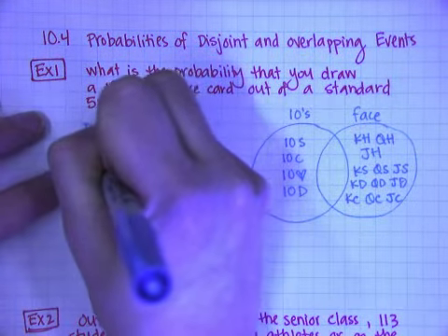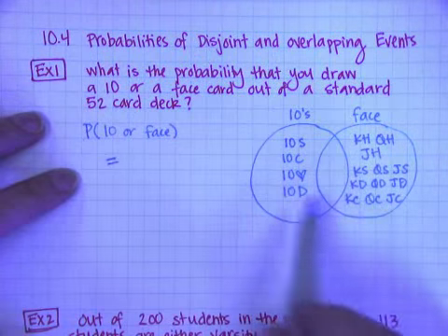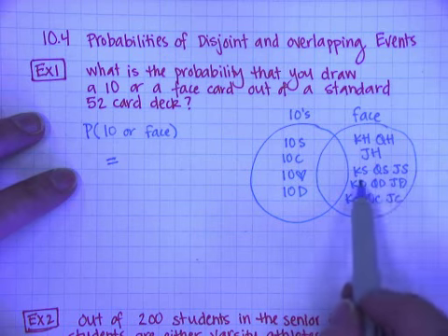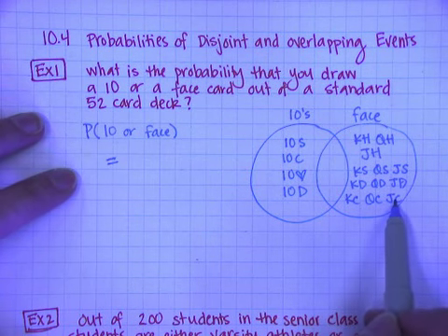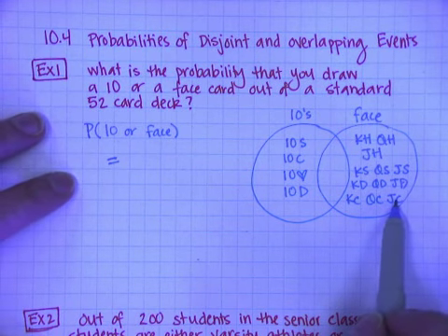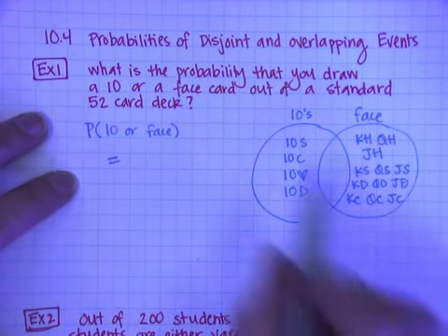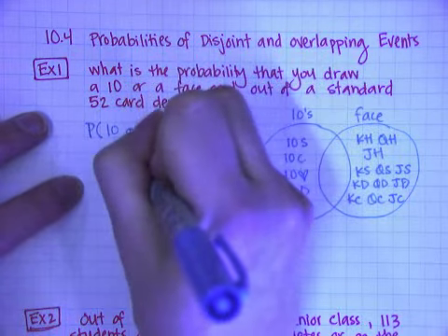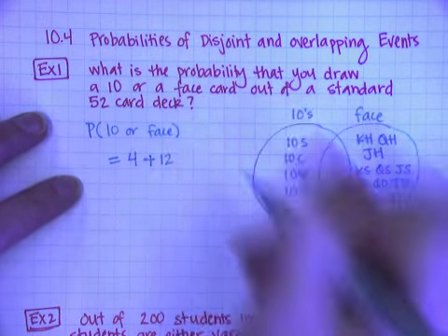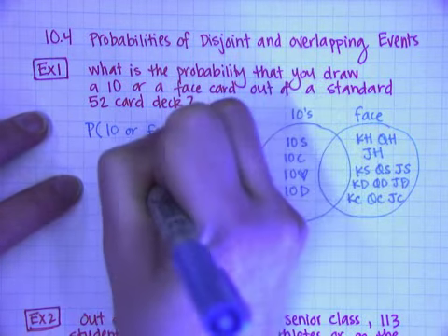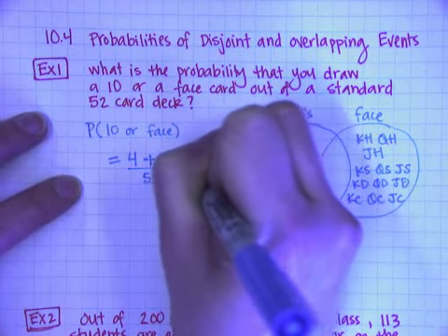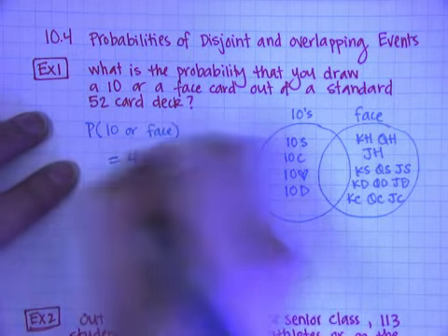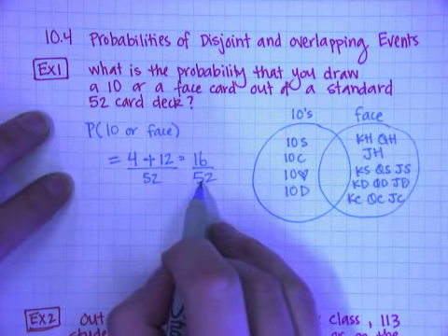And so I know that the number of cards that fit this criteria is 1, 2, 3, 4, 5, 6, 7, 8, 9, 10, 11, 12, 13, 14, 15, 16 total. So if you drew your Venn diagram, you could just say 16. Or you could say 4 of the cards are 10s, 12 of the cards are face cards, and so that gives me 16. And it's out of 52 cards because they told us in the problem it's a 52 card standard deck.